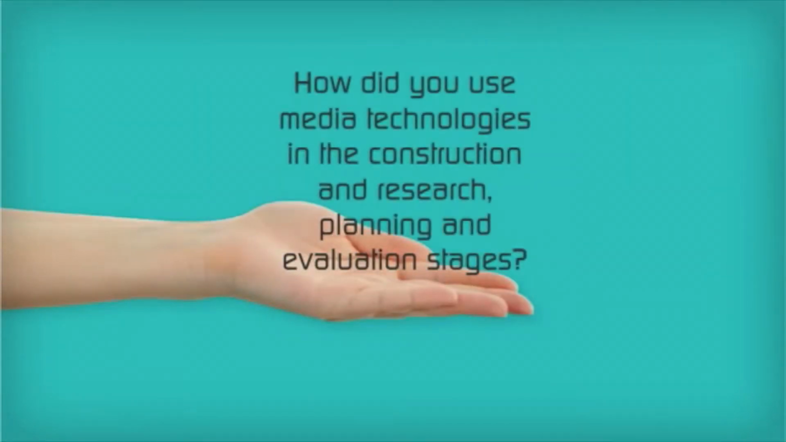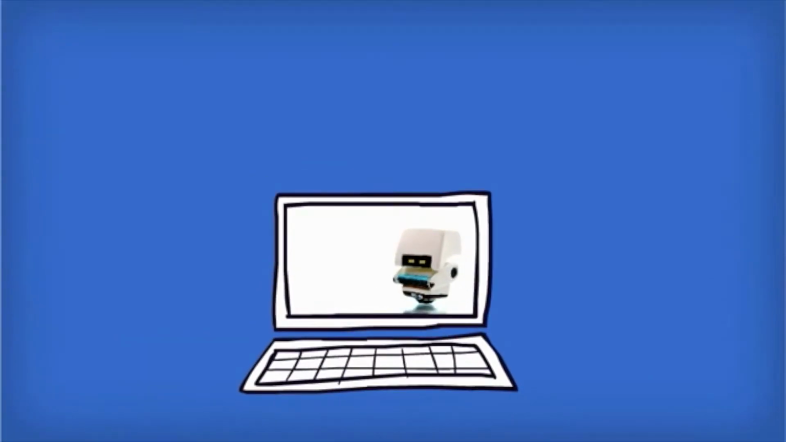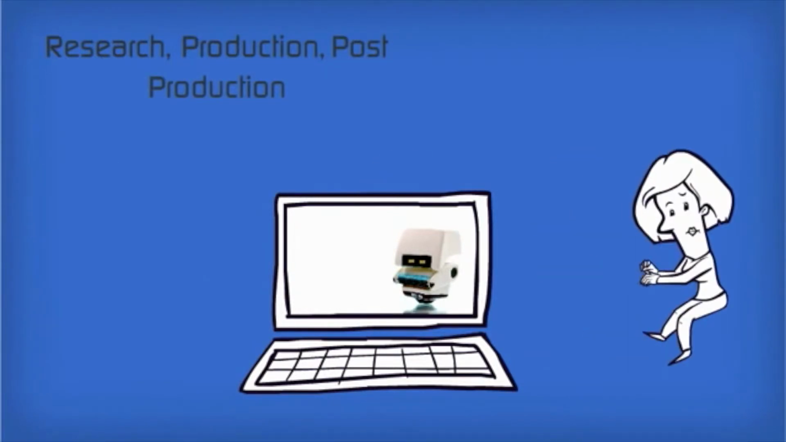How did you use technologies in the construction, research, planning and evaluation stages? During the research and planning section of the coursework, I used a variety of computers in order to use the internet in the initial research stage, production, post-production and evaluation stage. However, the main computer that I used throughout the coursework was the iMacs the school provided.